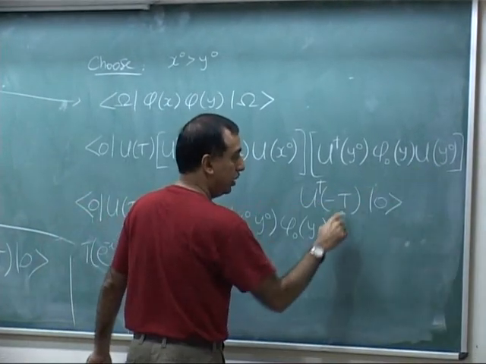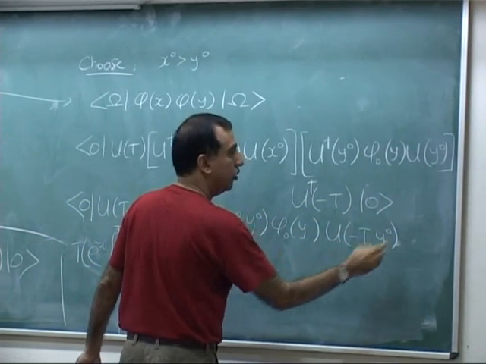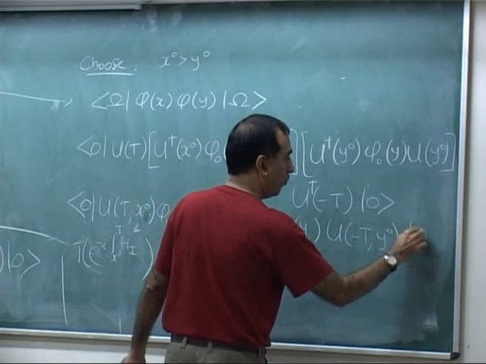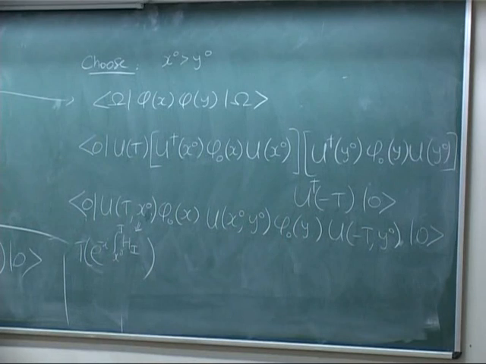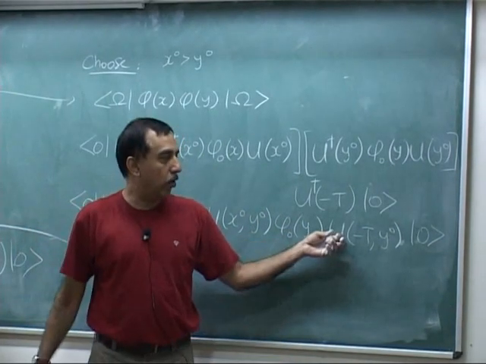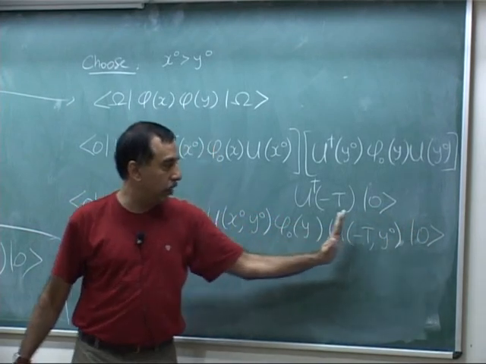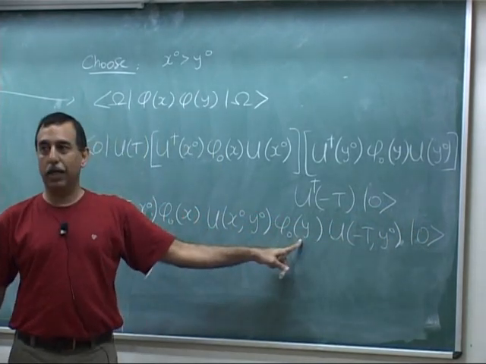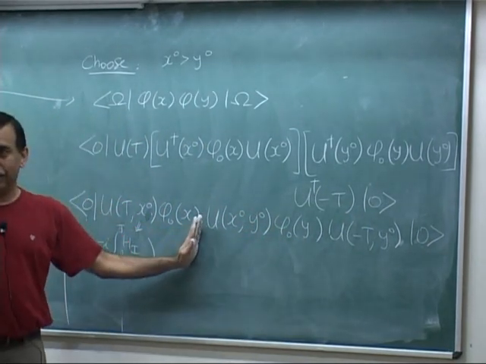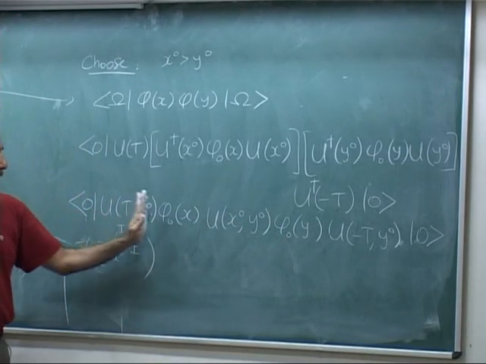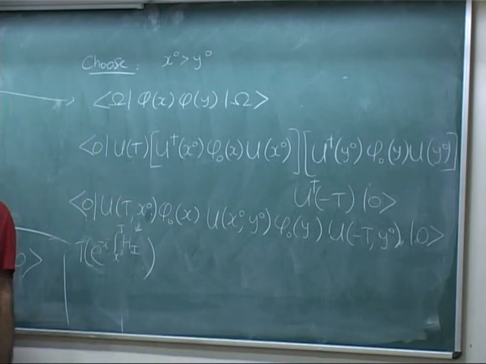And finally, this with this is U of minus t and y0. Now if you look at this expression, it's all beautifully time ordered because this U involves time ordered product from minus infinity all the way to y0. Here's an operator at y0. This involves a time ordered product all the way from y0 to x0, operator at x0, time ordered product from x0 to plus infinity. Everybody is nicely in time order.